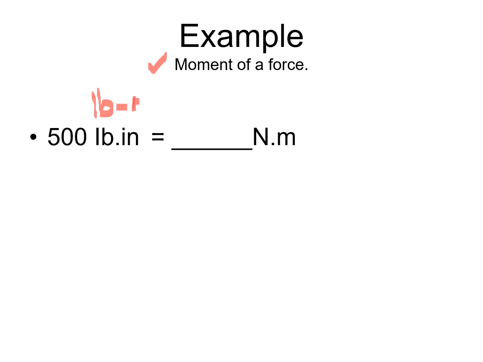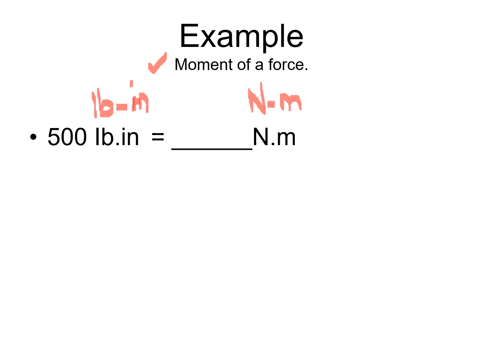So convert pound inch to Newton meter. It doesn't have to be from customary to metric. It can be the other way around. But this example is 500 pound inch, want to convert into Newton meter, or Newton dash meter. Some textbooks use dash instead of a dot. Okay, so how do you do this?